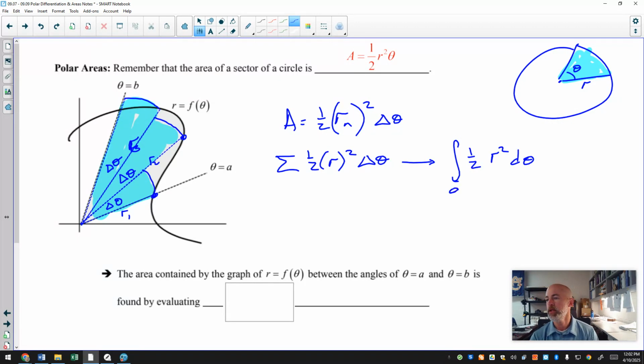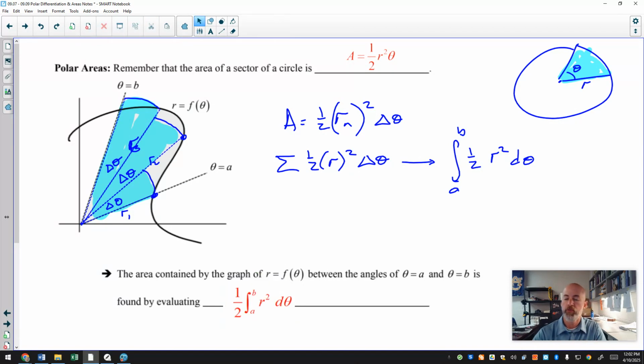And then we will indicate that we are doing these starting with an angle of theta equals A, finishing with an angle of theta equals B, and that is the formula that we are going to use for the area of a polar curve. So not a perfect proof, but it's a little bit of an explanation that might help you remember the formula for the area of a polar curve. And so let's look at a few examples of putting this into use.